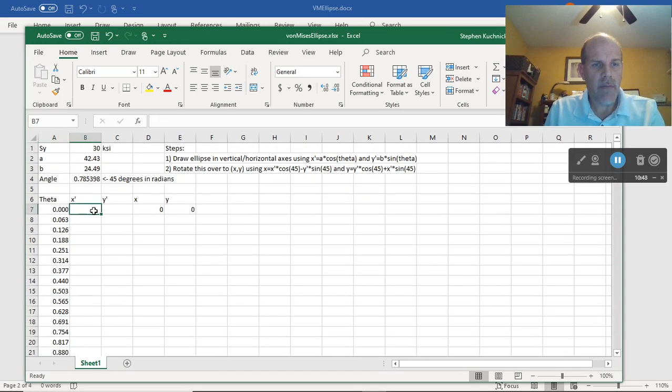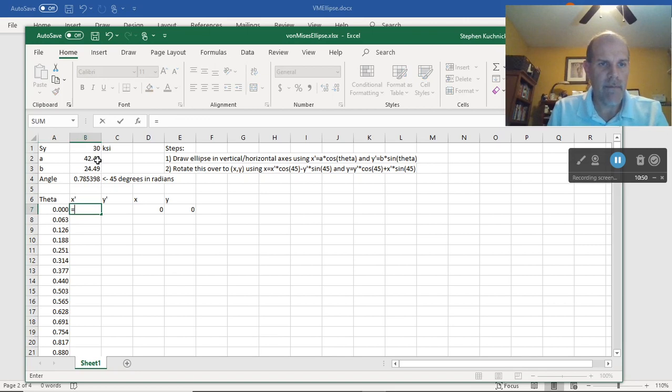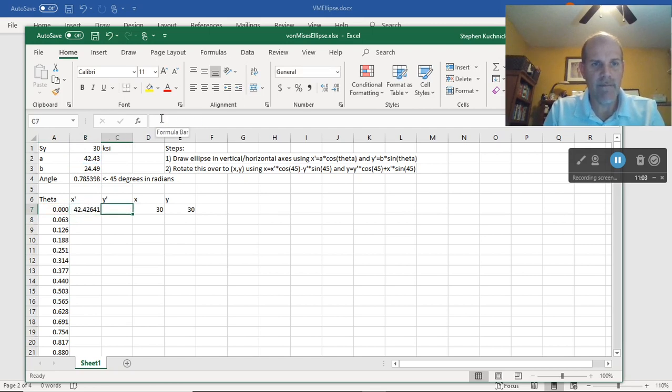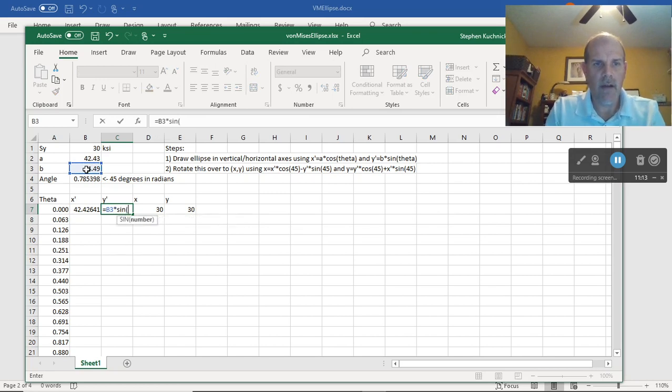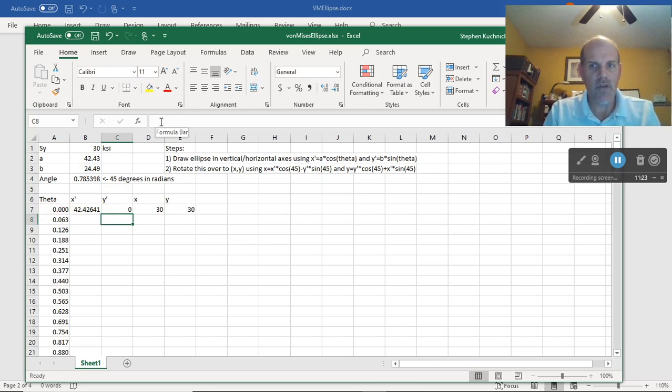So now, x prime is equal to a times the cosine of theta. Right, and while I'm thinking of it, let's lock in that a. Make sure that once I copy this down, it's not going to do something goofy. y prime is equal to b times the sine of my angle theta. Okay, and let's lock in that b value. I'm putting dollar signs on both. I only need it on the row number, but I'm being super careful.